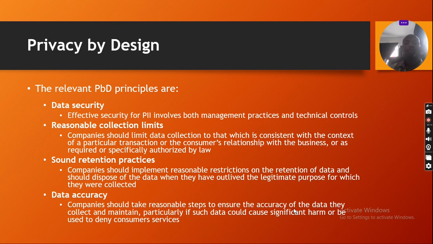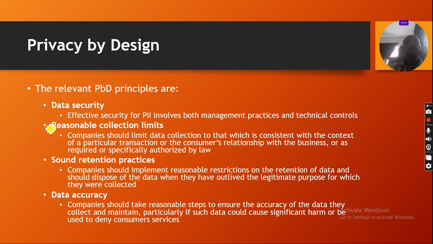Okay. Now let's stay on privacy by design. Looking at the relevant principles of privacy by design, the first is data security. All of this, for designing privacy, is to ensure that the data you collect, the sensitive and non-sensitive personally identifiable information, are secure in your network, your system, or your database. So we say effective security for PII, personally identifiable information, involves both management processes and technical controls.